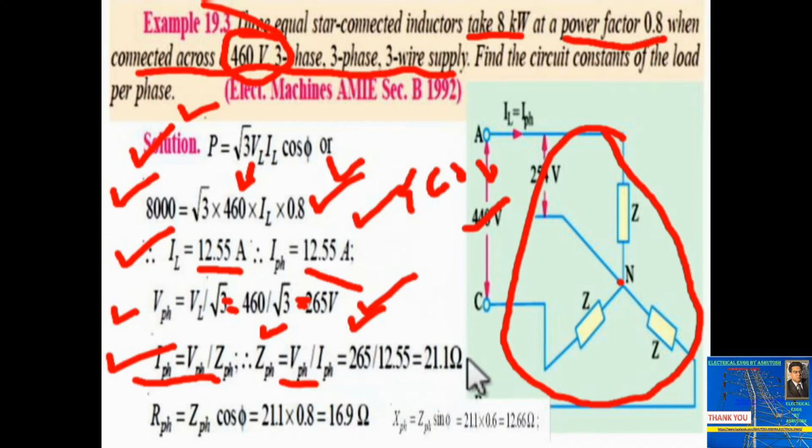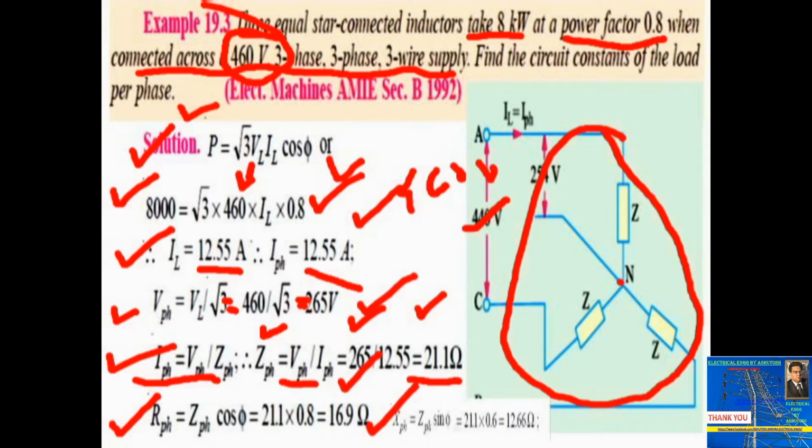So we will get 21.1 ohm, and that is the value of impedance. This is the magnitude. And then we will use the formula for R and X. See here, R is equal to Z cos phi. So just multiply it: Z per phase is 21.1 into 0.8. So the value of resistance per phase is equal to 16.9 ohm.